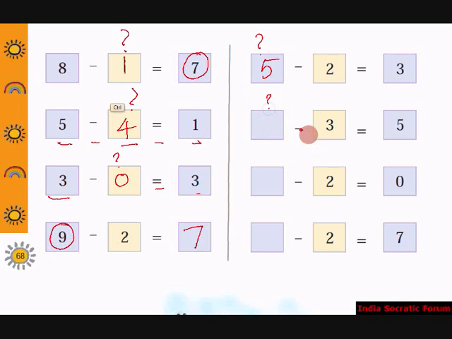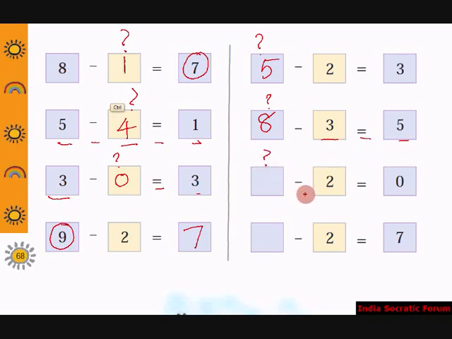What minus 3 equals 5? What is the missing number? How much do you have? It would be the total number. Yes, it is 8. 8 minus 3 will be 5.